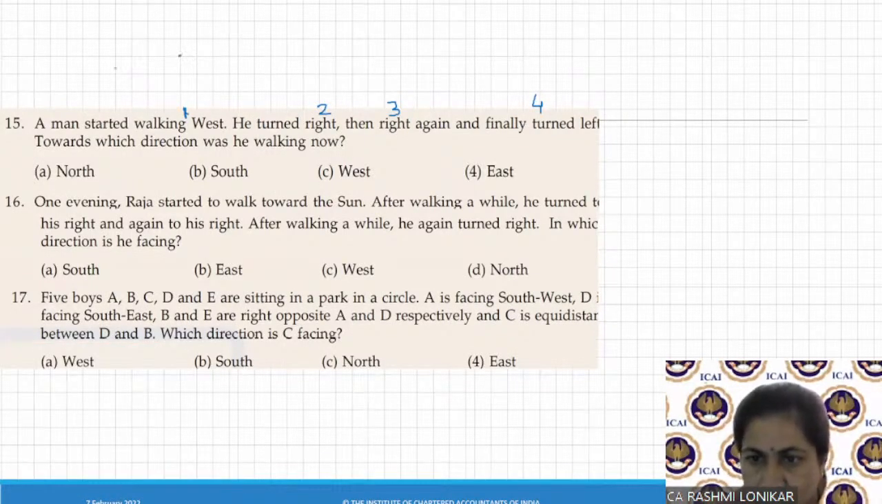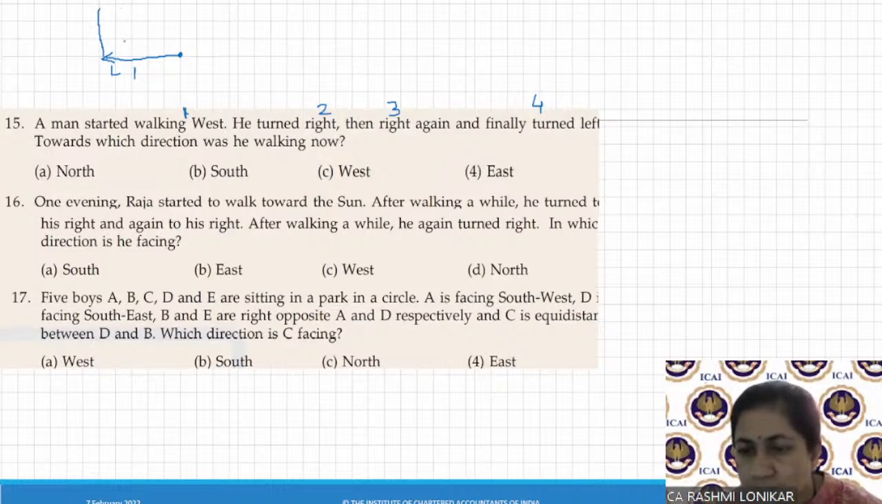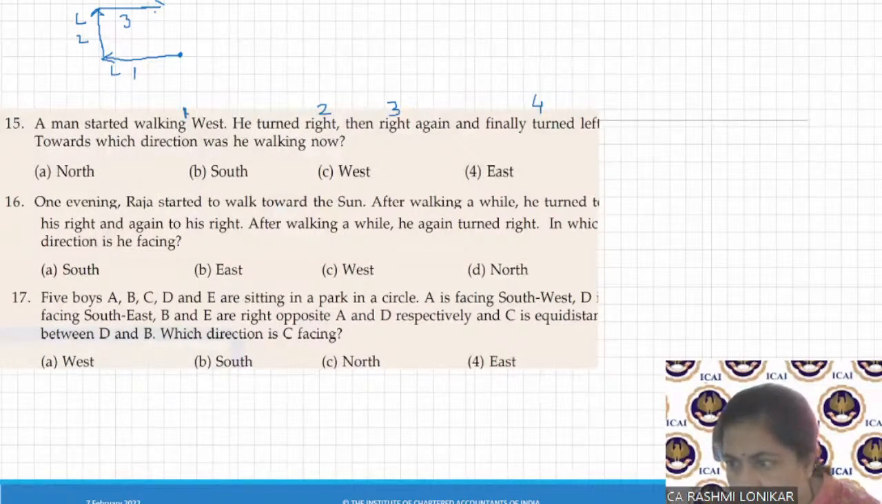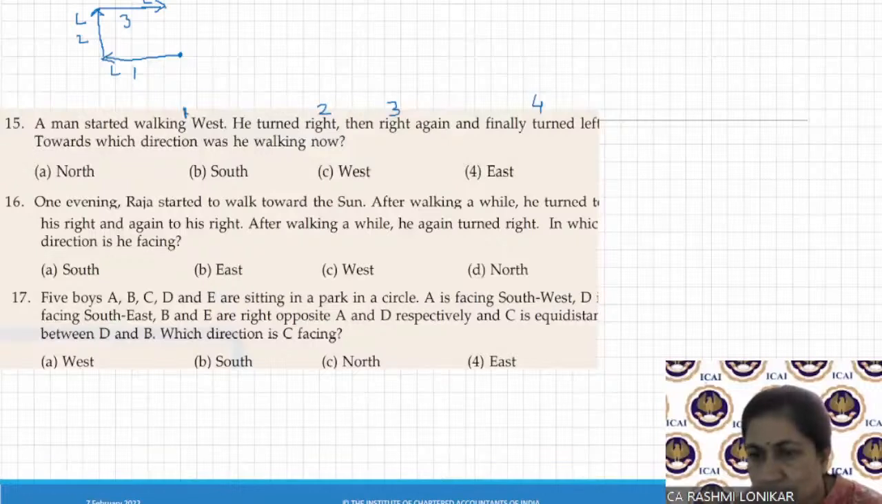Okay, so this is the starting point. He is walking west. This is my point 1. He turns right. So because in this direction, this is my left. He turns right. Okay, and walks. He turns right and then again right. So this is his second point. This is his left hand. So this will be right hand. Again he turns right. So this is the third point. And finally he turns left. Okay. So this is his left. So, and finally turned left.